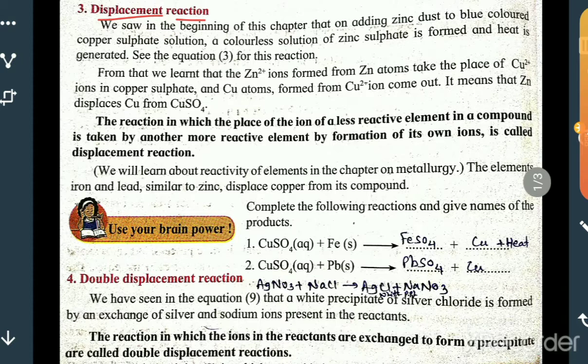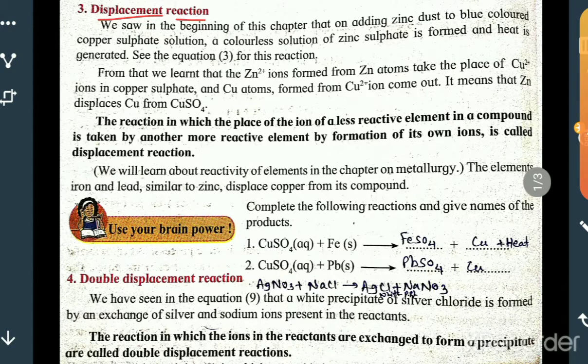We saw in the beginning of this chapter that on adding zinc dust to blue colored copper sulfate solution, a colorless solution of zinc sulfate is formed and heat is generated. See equation 3 for this reaction. We have seen that equation. When zinc dust is added to blue colored copper sulfate solution, it gives a colorless solution of zinc sulfate. You can see that reaction.